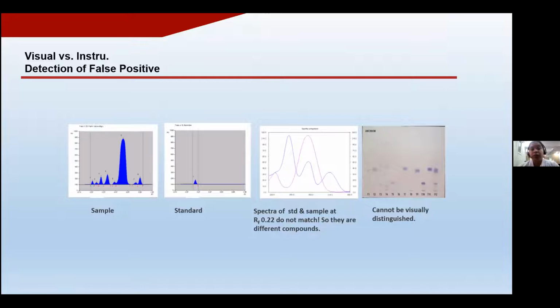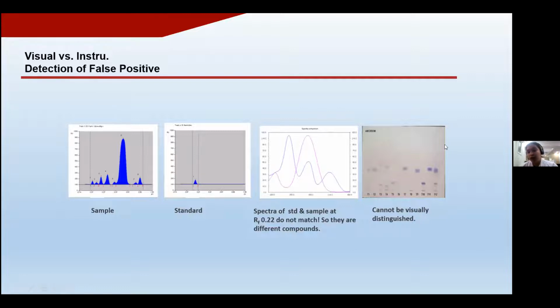Then you can also find out the visual thing versus false detection. Likewise, here is an example of that. You have sample and standard. The standard is showing the same RF value as the sample. So you will see that it is present. But if you compare the spectra of standard and sample, it is not matching. The RF value is 0.22, but it is not matching your spectra. So it is found out through the spectral confirmation that if it is matching with the RF value, but it is not matching your spectra, then you can easily say that it is absent in your compound.